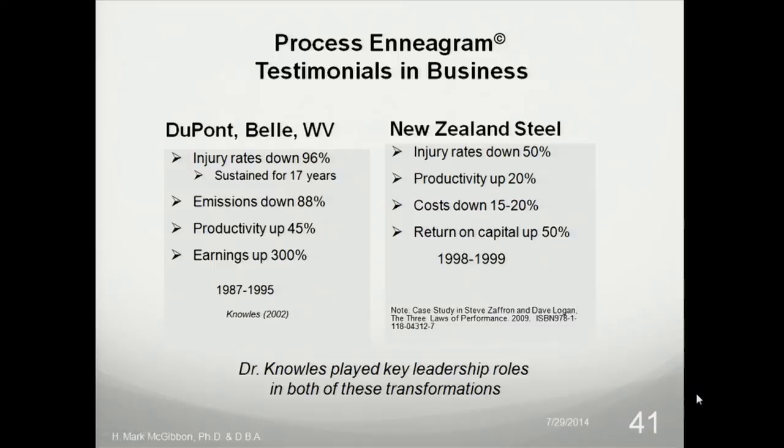Emissions were down 88%. Productivity was up 45%, and earnings 300%. I'd like to talk about these emissions. He has one story where at night, someone in a local town, I think it's Belle, West Virginia, looked up and saw a plume of what they thought was white smoke coming from the stacks. Major pollution in our community. How terrible. Actually, it was steam, and there was moonlight behind it.